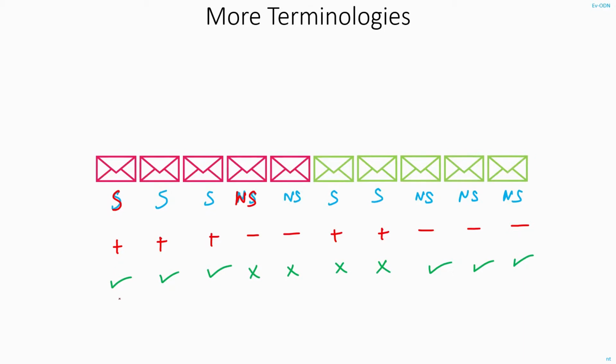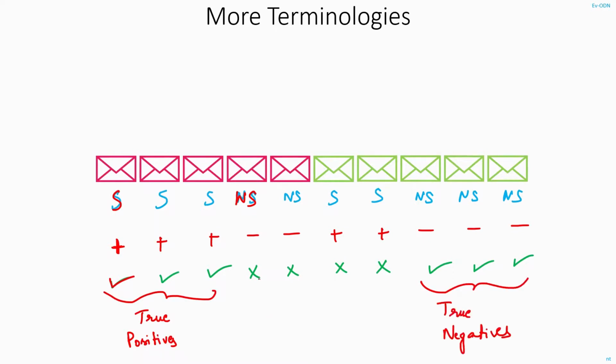Now what I will do is I will call the cases wherever the answer is correct and the prediction is positive as true positives. And these cases I will call as true negatives. And on similar lines, wherever the answer is wrong and the prediction is negative, that is not spam, I will call such cases as false negatives. And these cases are false positives.